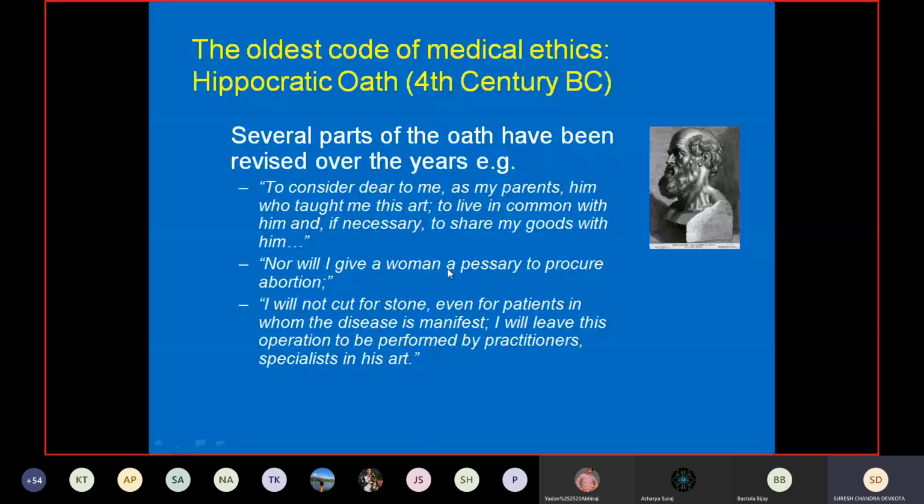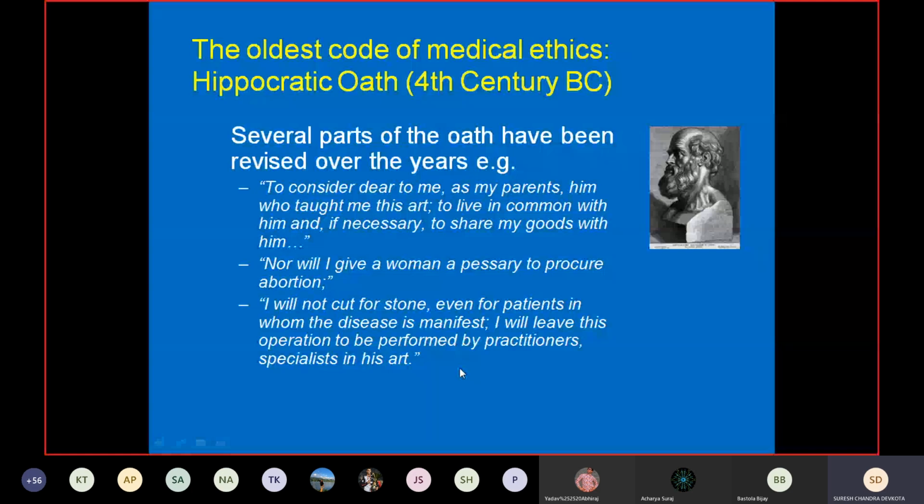To consider dear to me as my parents him who taught me this art, to live in common with him, and if necessary, to share my goods with him. Nor will I give a woman a pessary to procure an abortion, and I will not cut up her stone, even for patients in whom the disease is manifest. I leave this operation to be performed by practitioners, specialists in this art. These are just examples that I included.